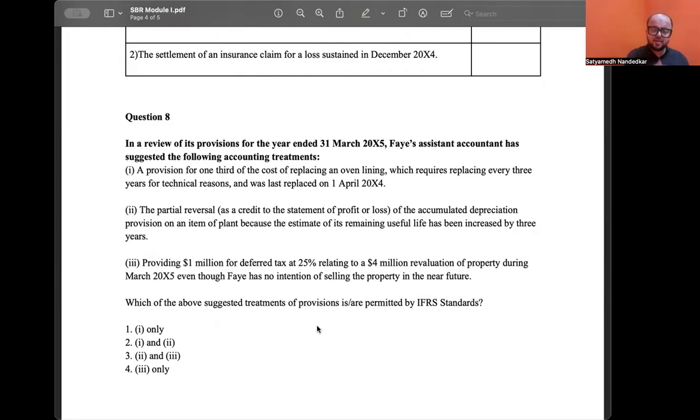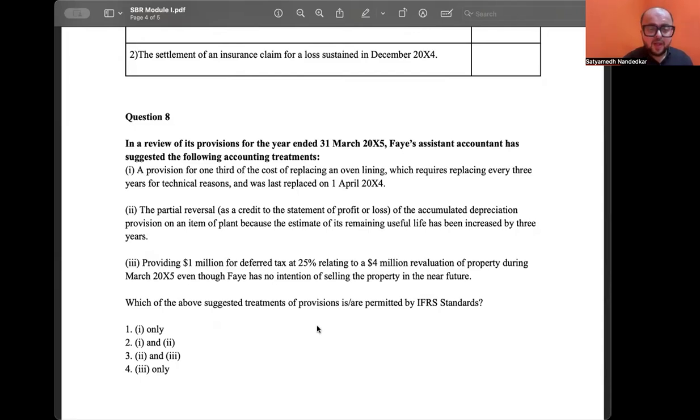The partial reversal, as a credit to the statement of profit or loss, of the accumulated depreciation provision of an item because the estimate of its remaining useful life has been increased by 3 years. First of all, when there is a change in the estimated useful life, it is a change in estimate. So the impact of that change is prospective. It is not retrospective. So this treatment that they have told you is completely incorrect.